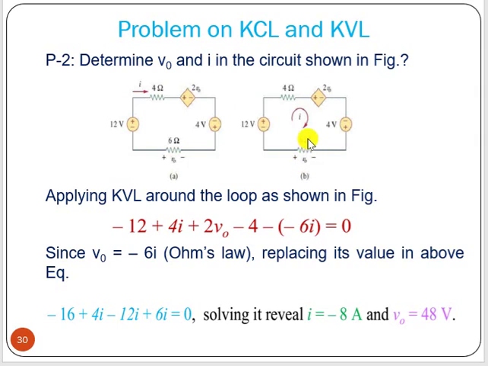V0 is nothing but 6 into I. This current I is flowing through the 6 ohm resistor. So V0 equals what? Nothing but IR, so I into 6, 6I. That is Ohm's law. Now we have to put it here.